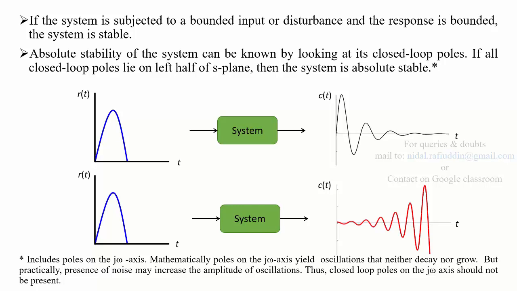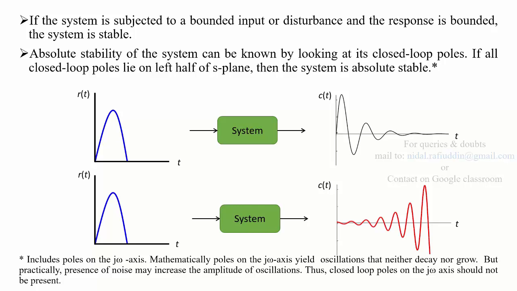And if any pole lies on the right half of the S-plane, for example, if you talk about a system having, let's say, 5 poles or 10 poles, any single pole out of these 5 or 10 poles that lies on the right half of the S-plane will be enough to make the system unstable.